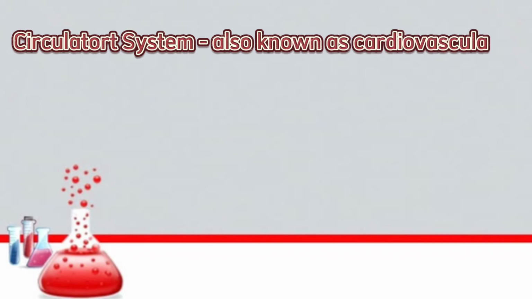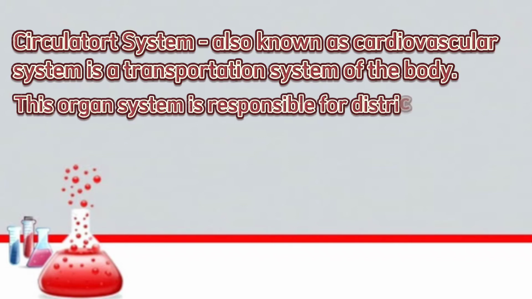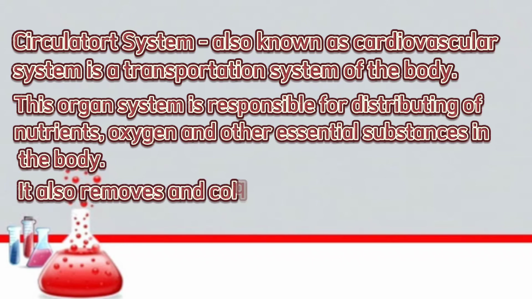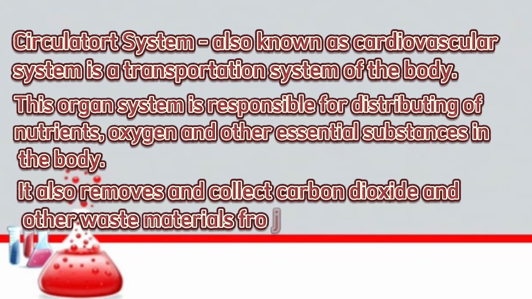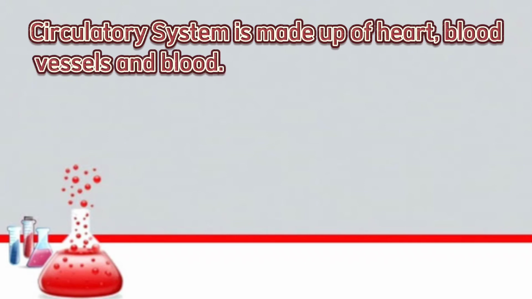For the summary, we have here the circulatory system. Circulatory system is also known as cardiovascular system. It's a transportation system of the body. This organ system is responsible for distributing nutrients, oxygen, and other essential substances. It also removes and collects carbon dioxide and other waste materials from different parts of the body. The circulatory system is made up of heart, blood vessels, and blood.